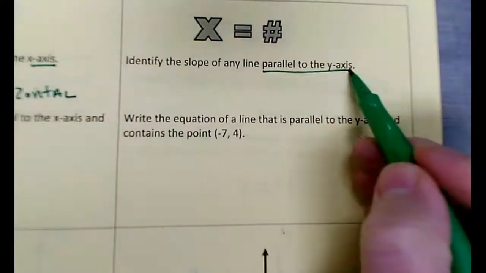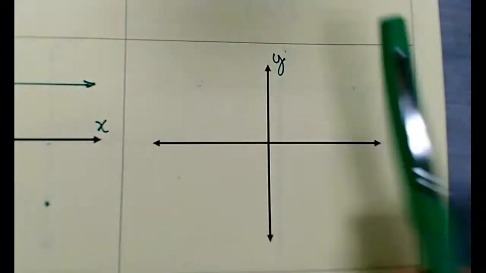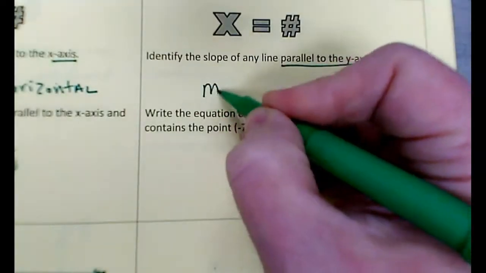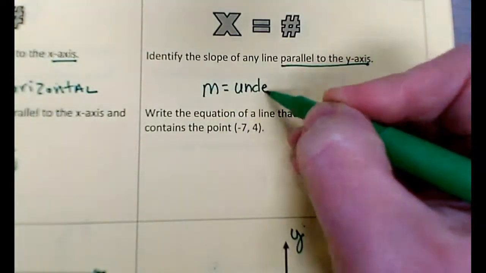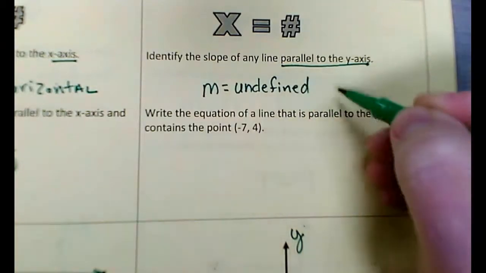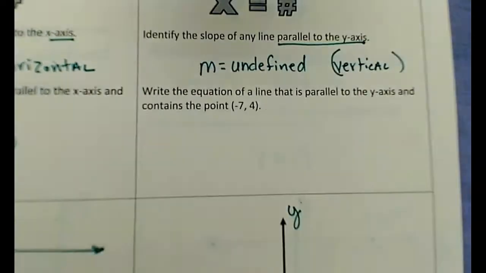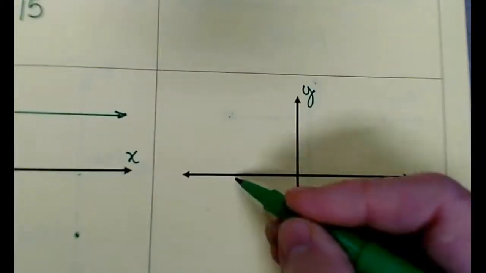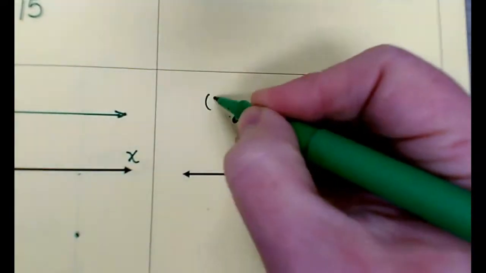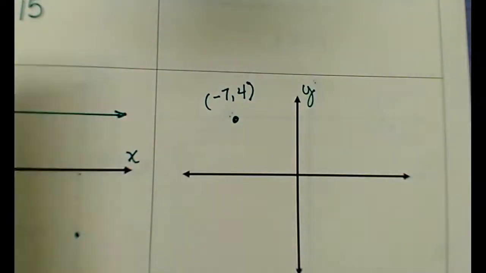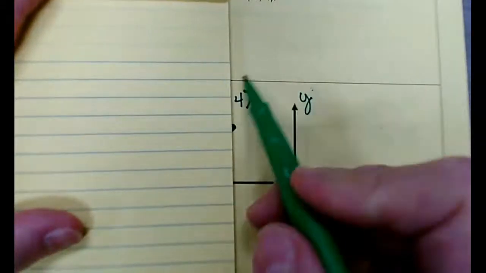If it is parallel to the y-axis, it's going to be going this way. It is going to be vertical, so the slope is going to be undefined. The slope of all vertical lines is undefined. That's something you need to memorize. And so if we have a point here somewhere, (-7, 4), and it is parallel to the y-axis, it's going to be going this way.